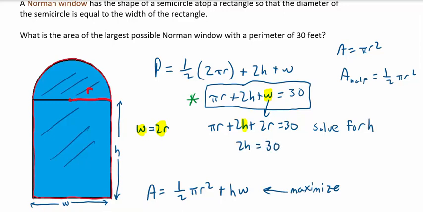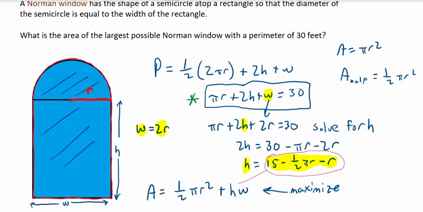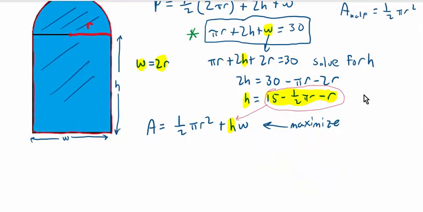So on the right side I have 30. I'm going to subtract over the pi r, and I'll subtract over the 2r. If I multiply both sides of the equation by a half, that would give me that h is 15 minus 1/2 pi r minus r. Now that I have solved for h, I can take that and substitute it in for the h in my area formula, and I would get that the area is 1/2 pi r squared plus, here's where I replace h with 15 minus 1/2 pi r minus r. Don't forget that's being multiplied by w.